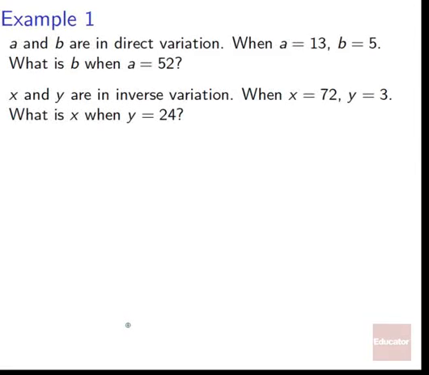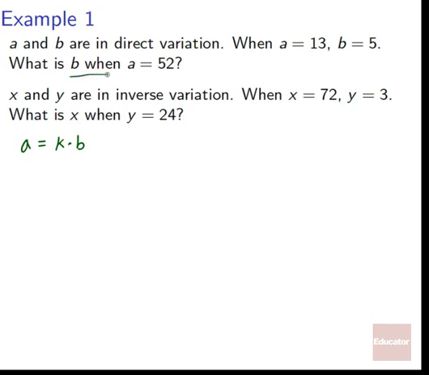All right, that's everything. We've got everything we need under our belt to get to the examples. A and B are in direct variation. So if A and B are in direct variation, we know A equals K times B. Or we could also write it as B equals K times A, but notice that they'll wind up having the same effect. When A equals 13, B equals 5. So let's plug this in. Let's find out what K is.